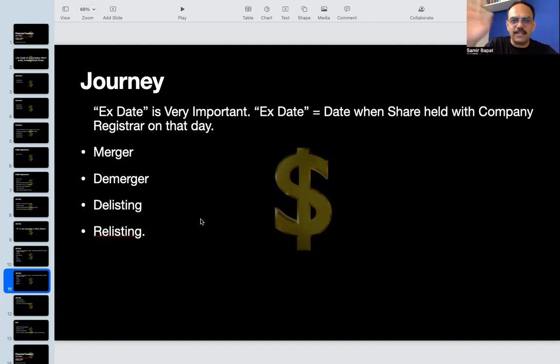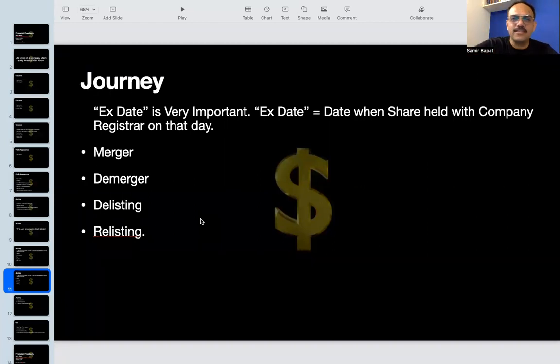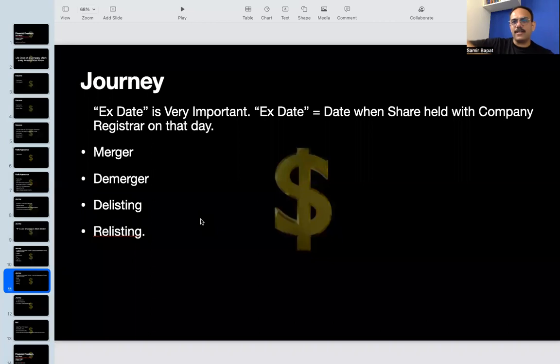Better to stay away, sell your shares if it is going to get delisted. Sell off your shares, take your money and sit peacefully, because we don't know when it is getting relisted, at what value it might get relisted. It might get relisted at a higher price also, or it might get relisted at a lower price also. So that is relisting. So again, after delisting, they will relist.